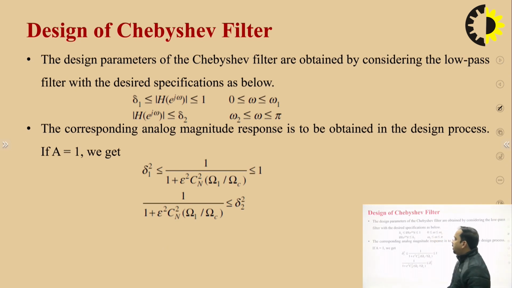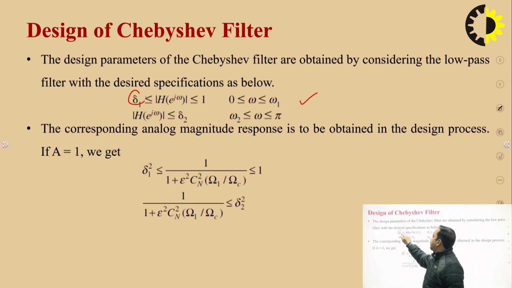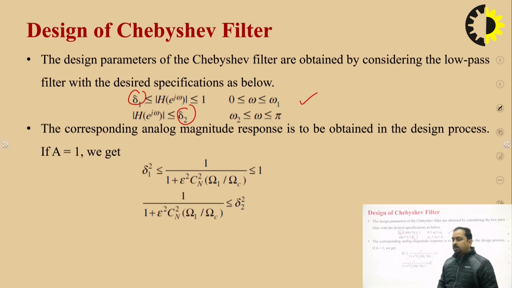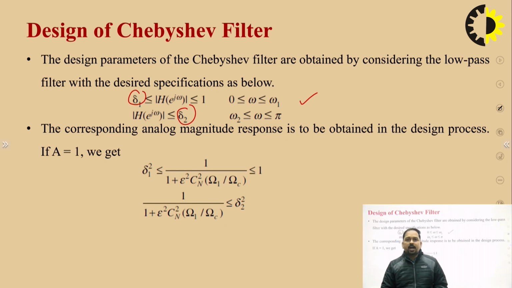Now if we see the design aspects of the Chebyshev filter, as per the requirement we have the magnitude response, and we have the attenuation delta 1 and delta 2. So delta 1 is the attenuation up to a certain frequency which is omega 1, and delta 2 is for the frequency beyond omega 2 to pi. So this is nothing but the digital frequency specifications of a low pass filter. We just want to derive some results, on the basis of which we'll be able to design the Chebyshev filter.